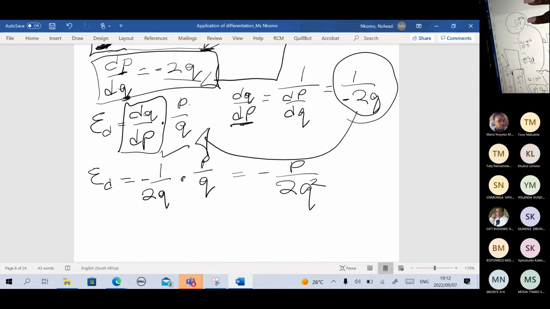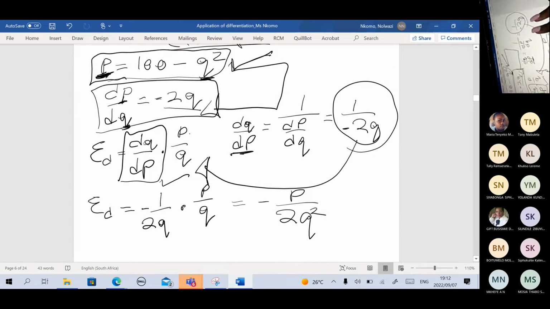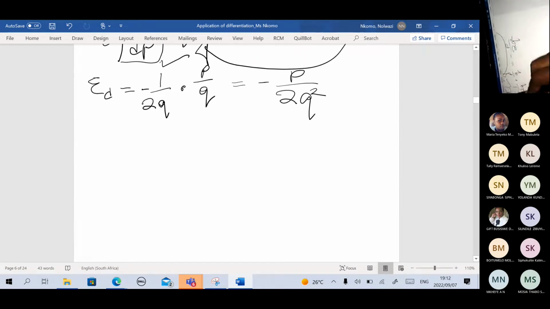But we are given the demand function. We have a demand function P is equal to 100 minus Q squared, right?